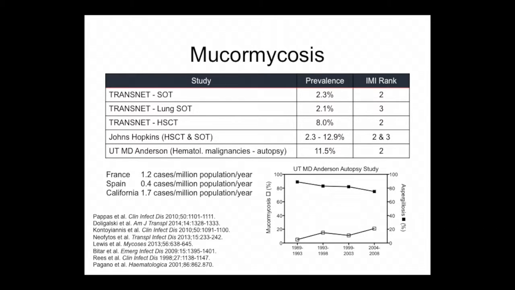Population studies have reported that overall in Spain, France, and California, cases per million population per year range anywhere from 0.4 to 1.7 cases. At MD Anderson, they have reported an increase, at least as seen in autopsy patients, in mucormycosis, and a slight decrease in invasive aspergillosis. However, as they state in this article, the number of autopsies that are now being done is far less than what had previously been done.